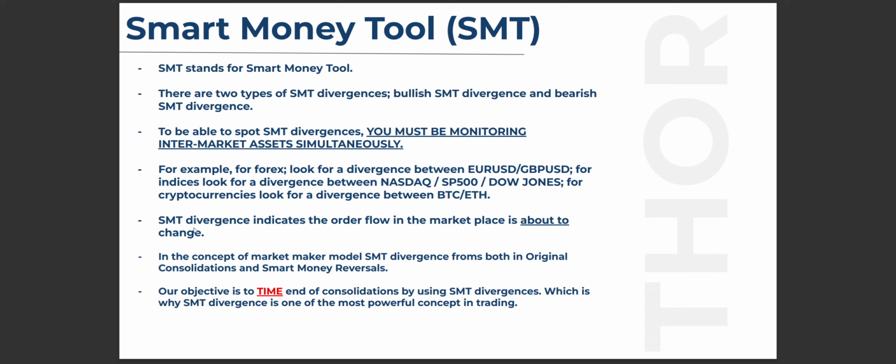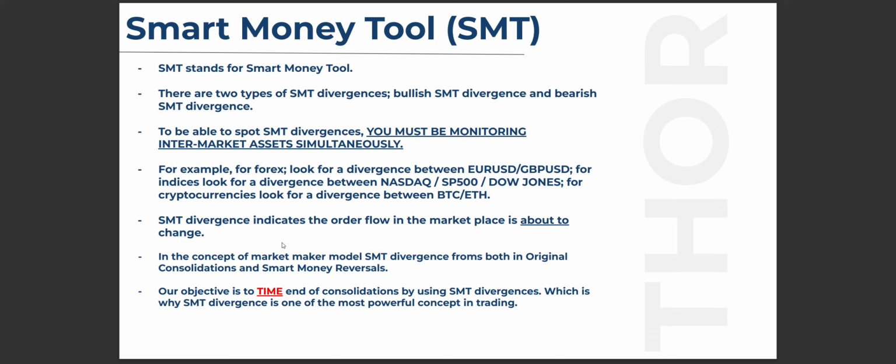Anyways, let's continue. SMT divergence indicates the order flow in the marketplace is about to change, meaning the consolidation or accumulation or reversal is about to end. That's what it indicates. That's why it's important.